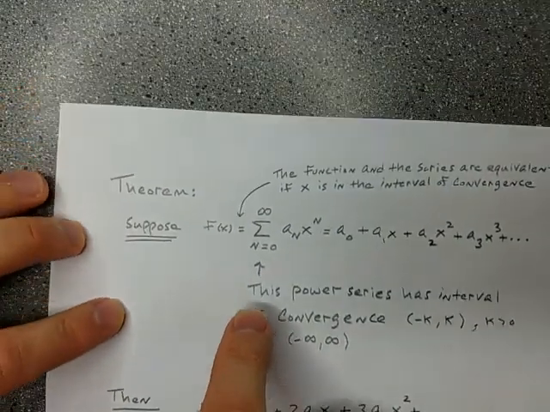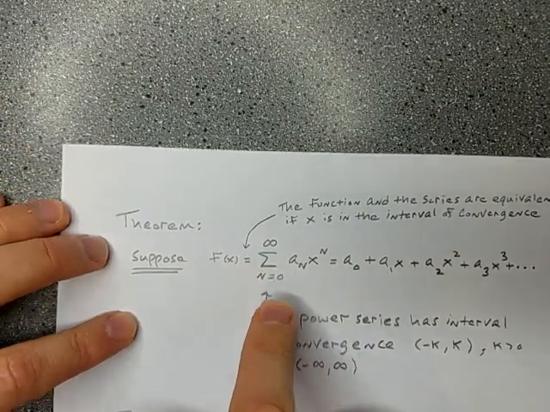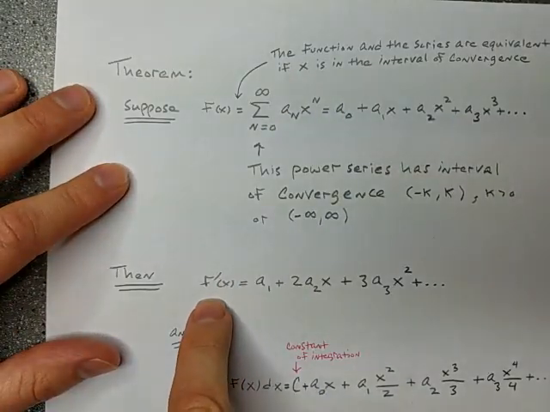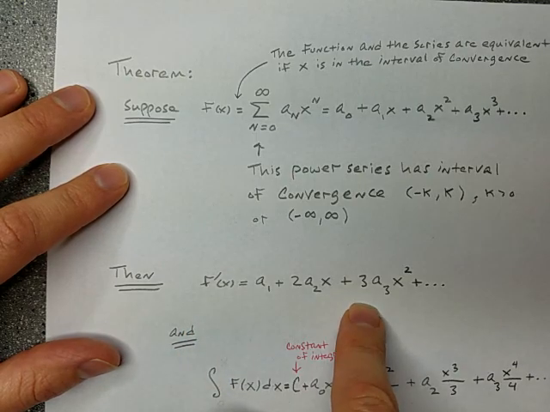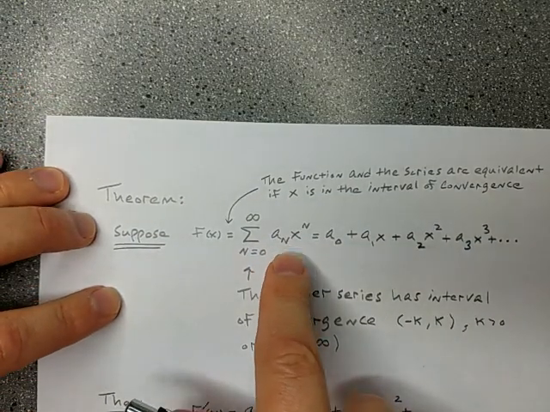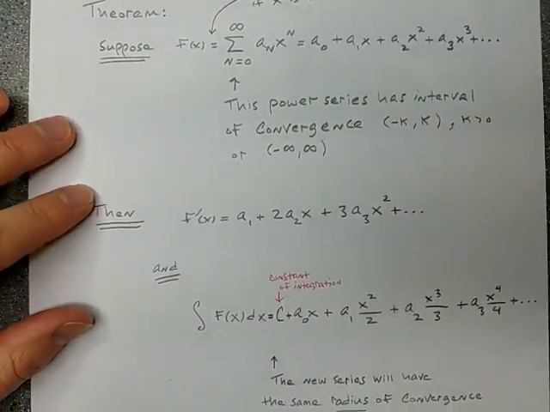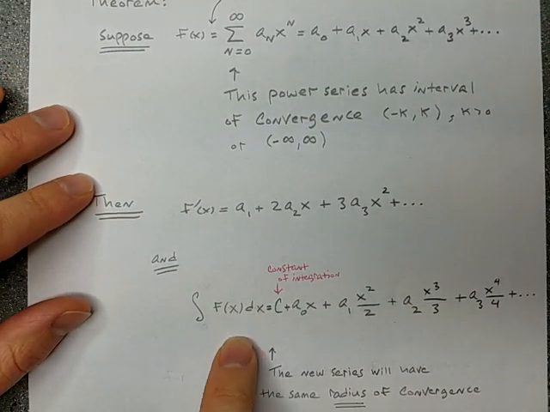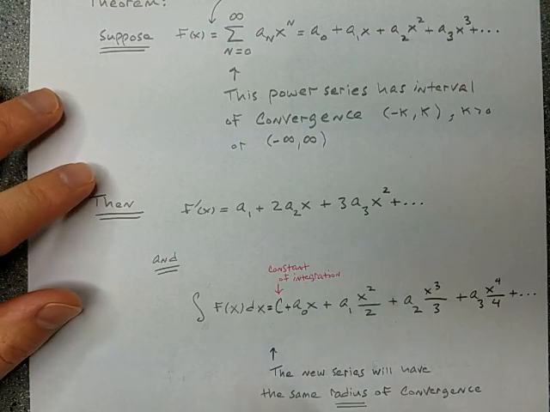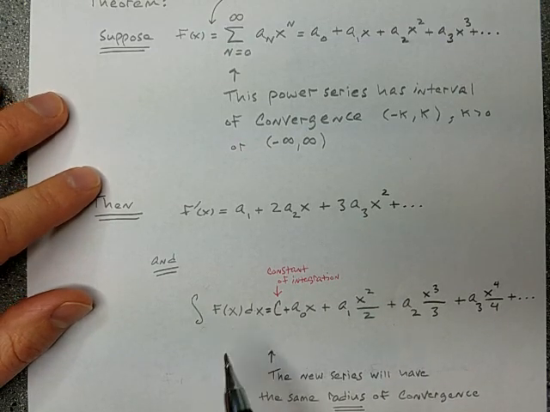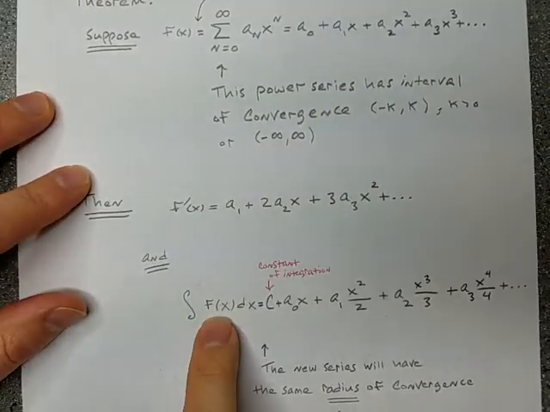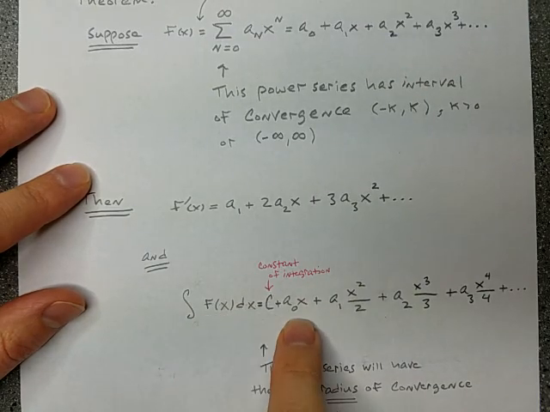Okay, so if a function is equal to a series, that function's derivative is equal to the term by term derivative of that series. All right, so establish that. What about antiderivatives or integration? Well, the antiderivative of this function would be equal to, what's this look like?